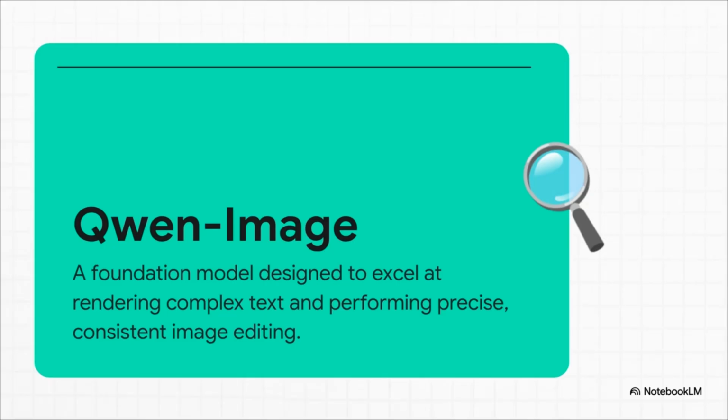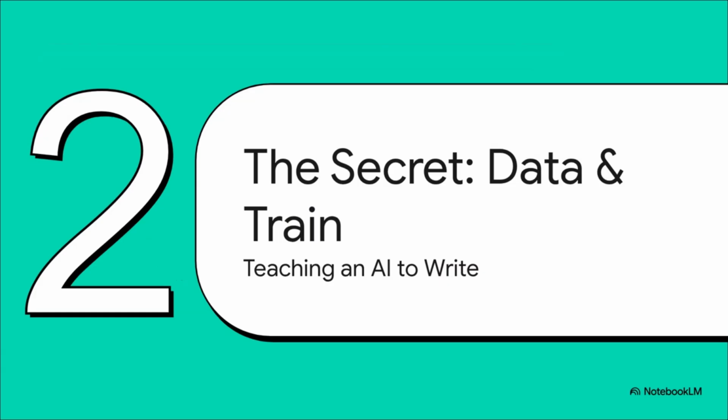So let's get official for a second. Qwen-Image is a foundation model from the team at Alibaba. And according to their own paper, it was designed to do two things exceptionally well. First, render complex text with incredible accuracy. And second, perform really precise and consistent image editing. So, the billion-dollar question: how did they do it? How do you teach a bunch of code to become a master typographer?